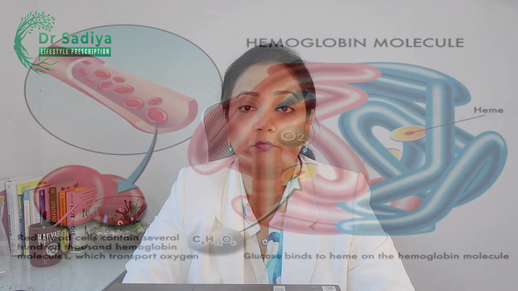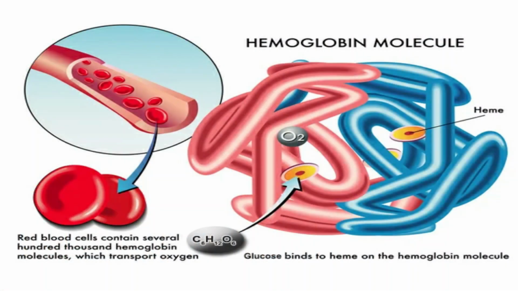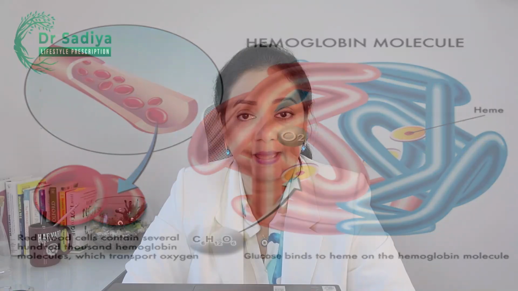You must be wondering, is it normal for the hemoglobin molecules to be attached to the glucose molecules? The simple answer is yes. Glycation is a normal process where you find about 4 to 5% of hemoglobin molecules getting attached to glucose. But what happens in a diabetic person is this percentage of attachment increases because the concentration of glucose increases in the blood.